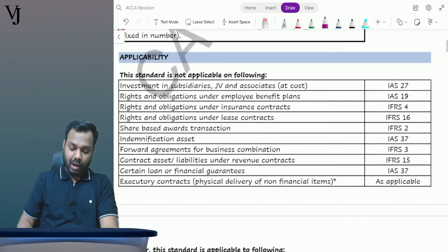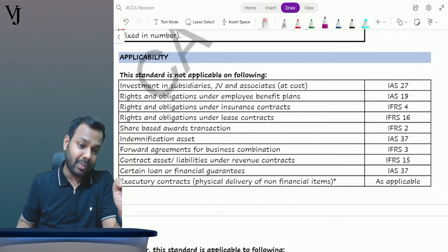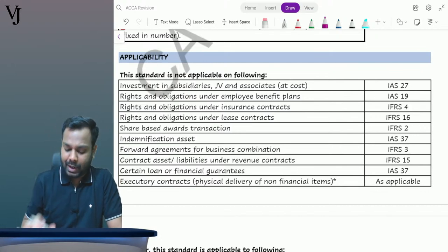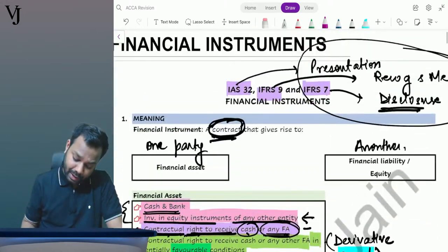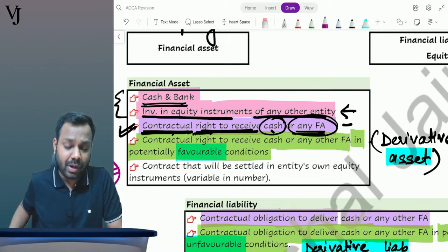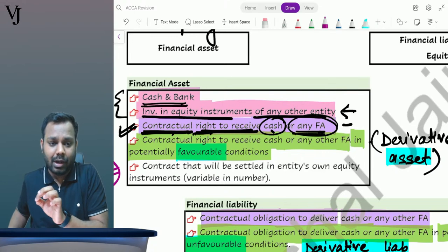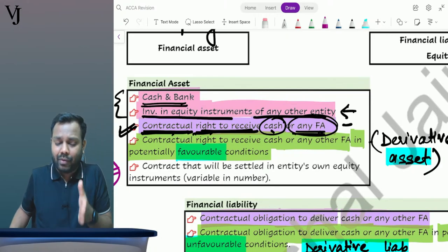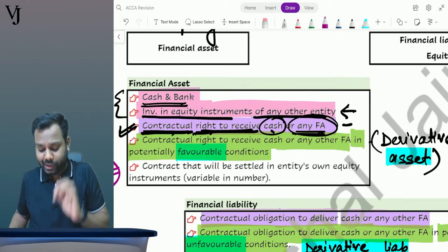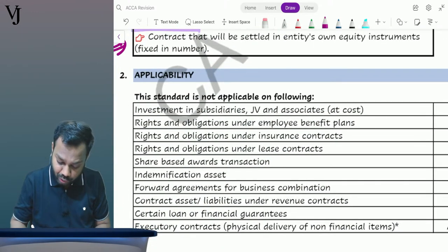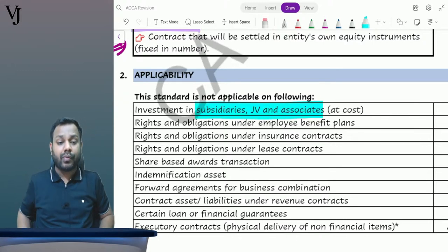Now understand, this standard of financial instruments is not applicable on these particular type of transactions. Now, though I covered here, I specifically wrote here, investment in equity instruments of any other entity is covered as part of financial asset, and hence the standard of financial instrument is applicable on those instruments. But now see here, what I'm writing here is investment in subsidiaries, associates or joint ventures are kept out of scope.